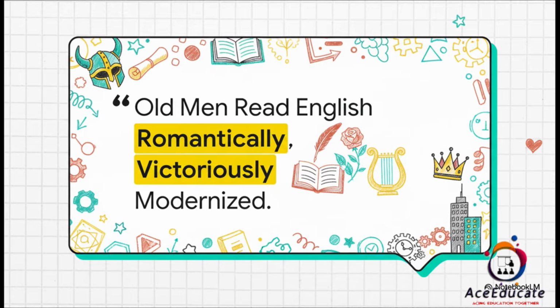I know, it sounds a little weird, right? But trust me on this one. This single sentence is our secret weapon. Every single word represents a major literary period, and what's wild is they're in perfect chronological order. Let's break down exactly how this thing works.